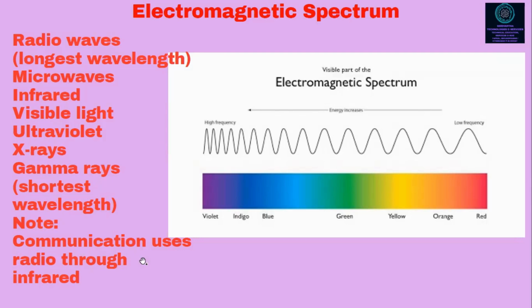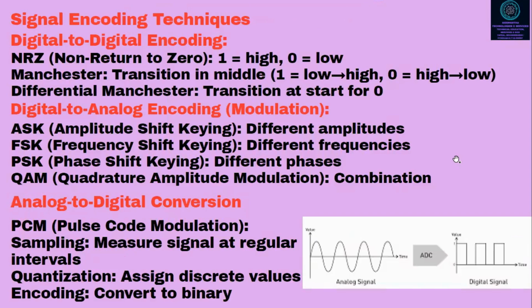So let's go to the next topic, signal encoding techniques. We are discussing some main topics, sort of a revision type, so I'm not going into great detail. When we talk about signal encoding techniques, digital to digital encoding is important. Digital to analog encoding is there. Analog to digital conversion is also there.